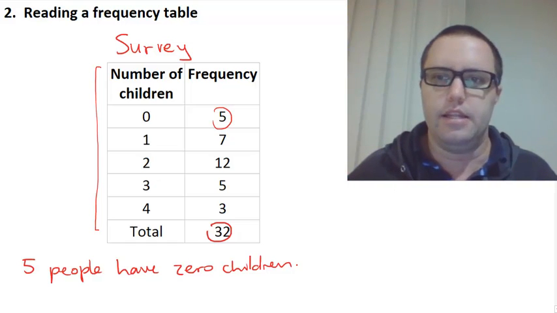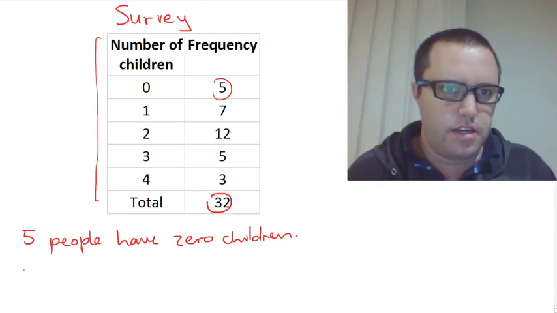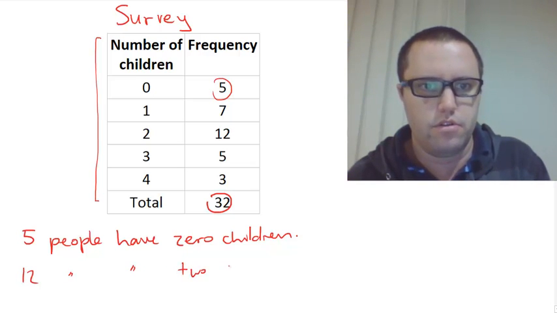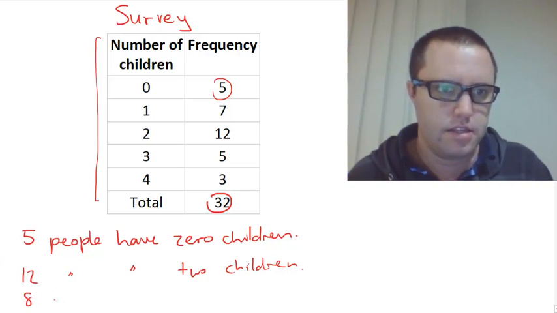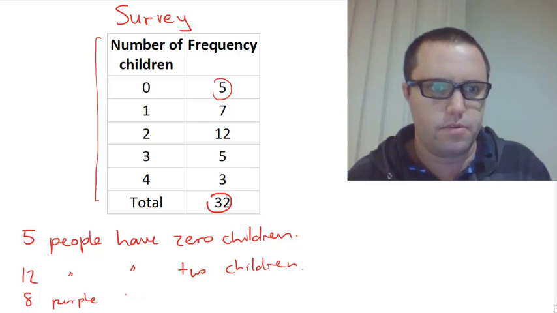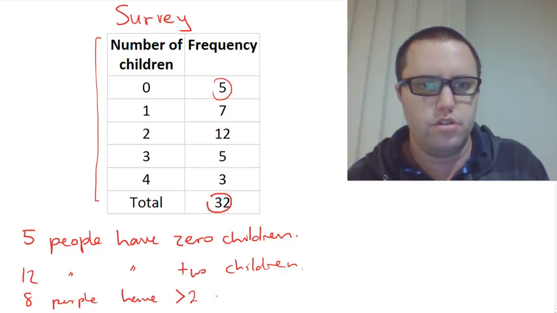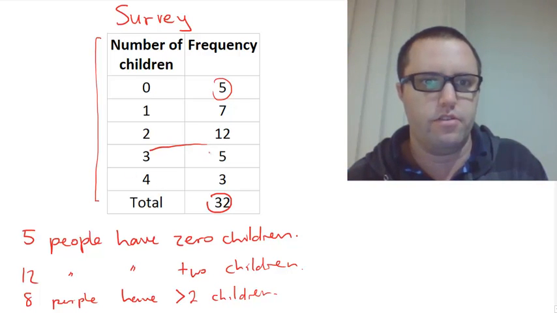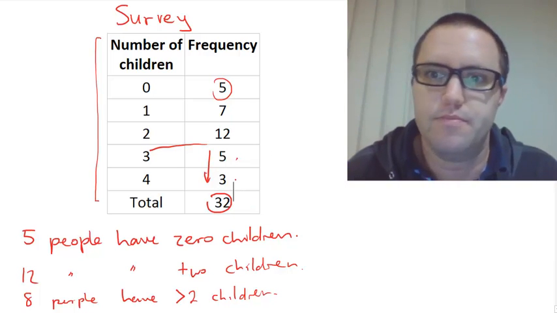Other things we could take from this is that 12 people have 2 children. Another thing you can say is that 8 people have greater than 2 children, because if it's greater than 2, here we can see 5 plus 3 is 8. So that's how you deal with these frequency tables.